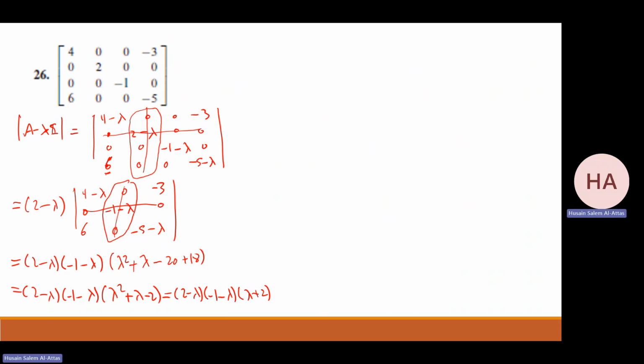Yeah, lambda plus 2 times lambda minus 1. So what are the eigenvalues? Yeah, be careful with the calculation. Eigenvalues. They will be what? Lambda minus 2 and lambda minus 1 and lambda 1 and lambda 2.